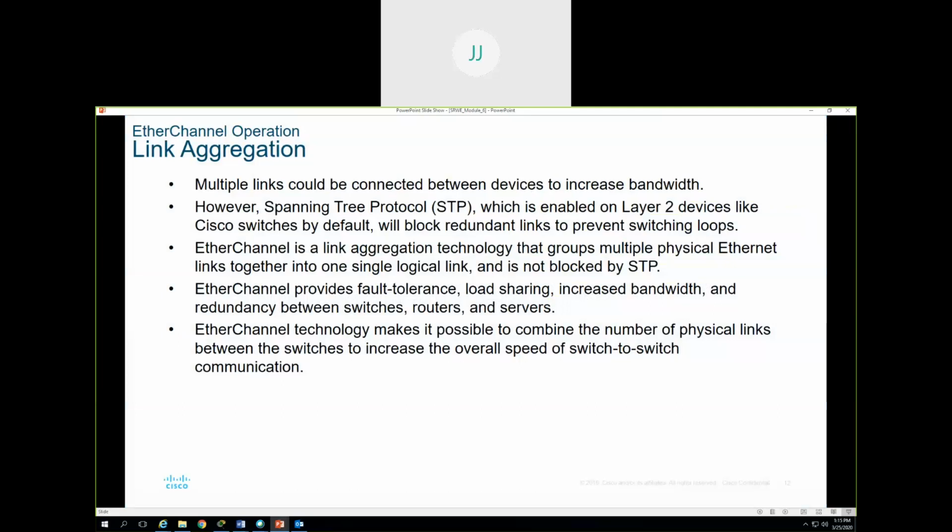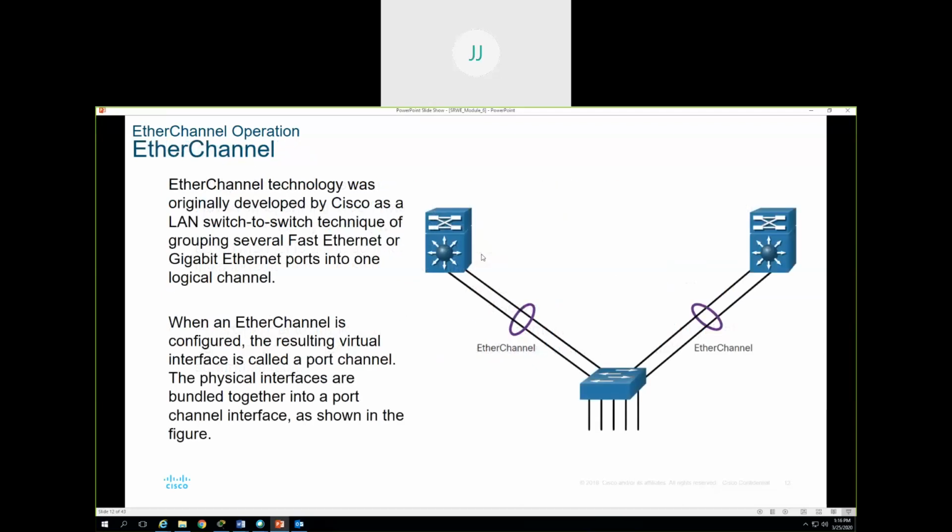Etherchannel is a technology that allows you to group multiple Ethernet links together into a logical link. Because the Ethernet links are grouped together into a logical link, a spanning tree protocol has no need to block the individual loops within an Etherchannel. When an Etherchannel is configured, the resulting interface is called a port channel. In this figure, it shows the physical interfaces bundled together. This little oval symbol is the symbol for an Etherchannel in a network diagram.